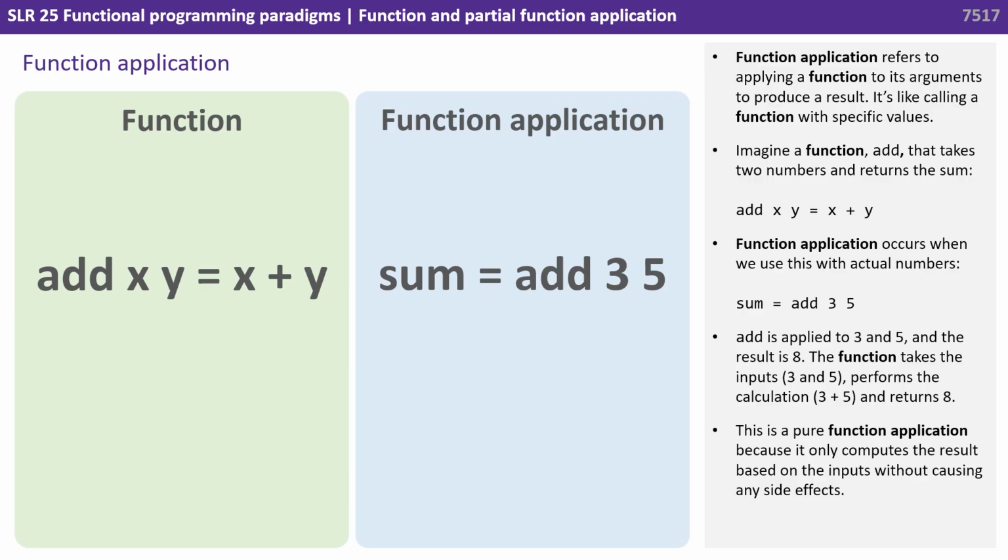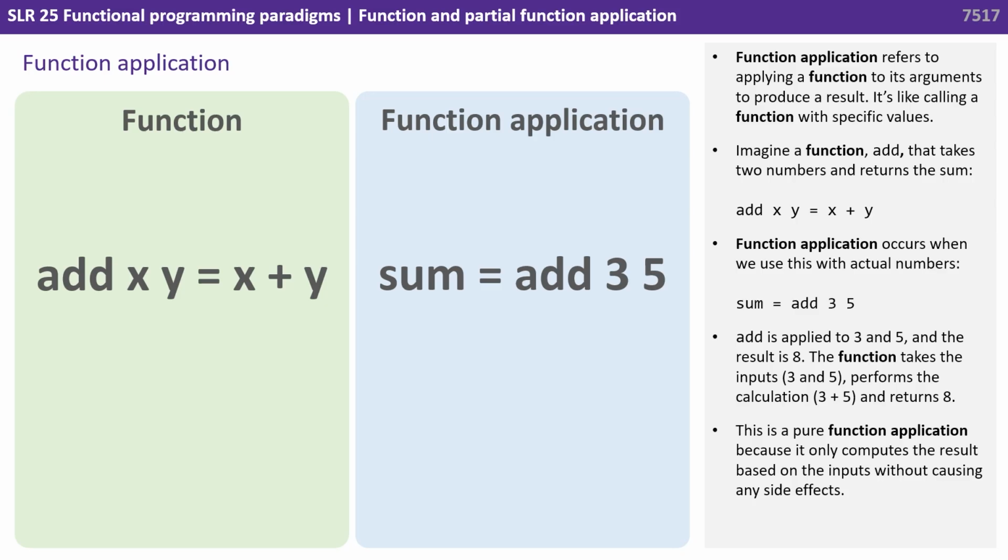Function application refers to applying a function to its arguments to produce a result. It's like calling a function with specific values. Imagine a function add that takes two numbers and returns the sum. So add x y equals x plus y. Function application occurs when we use this with actual values, actual numbers.